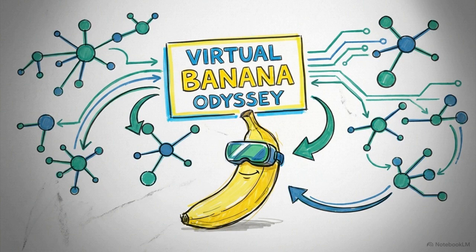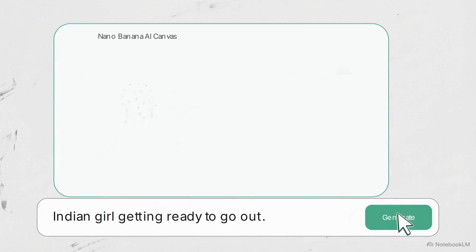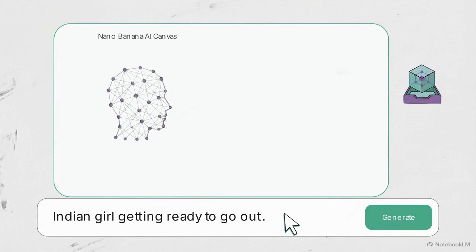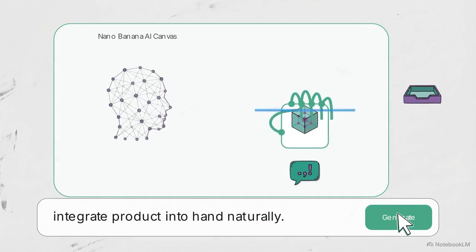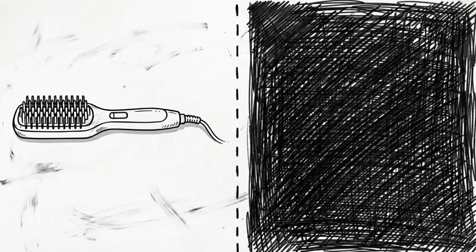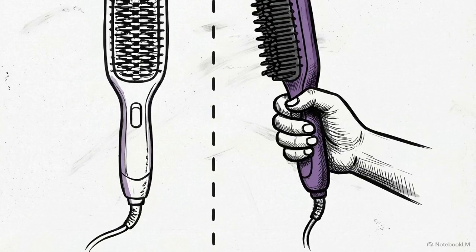To create our model, we'll use an AI tool called Nano Banana. We start with a simple text prompt, Indian girl getting ready to go out, generating our base human model. Next, we upload our product photo, prompting the AI to integrate the hair straightener into her hand, ensuring the grip and shadows look natural. Notice the difference. We started with a flat, isolated product shot. Now the AI has calculated the lighting and scale to make it look like a real physical interaction.